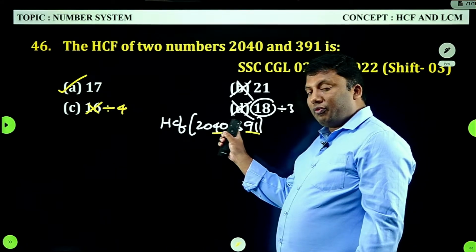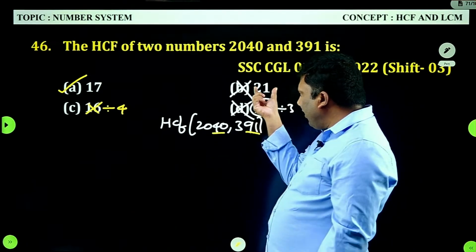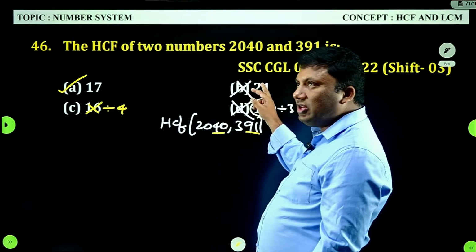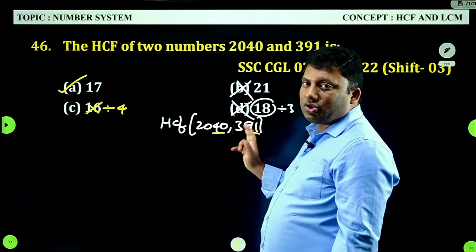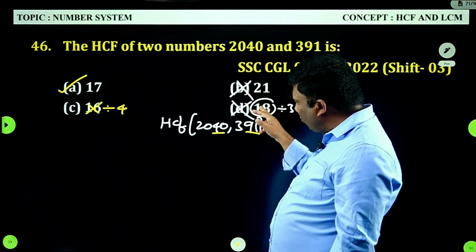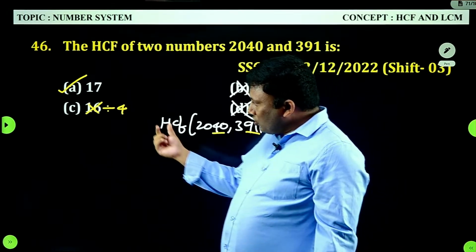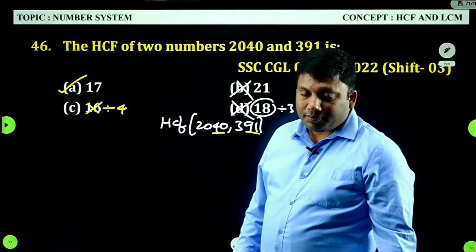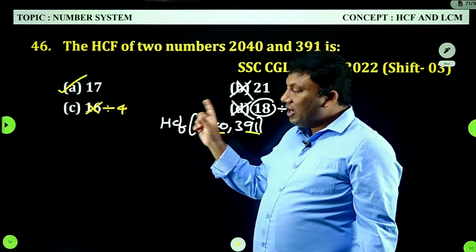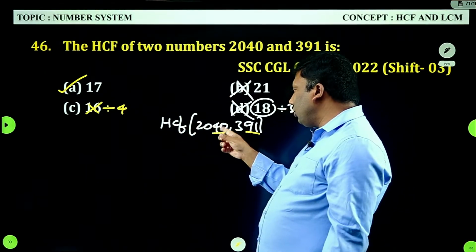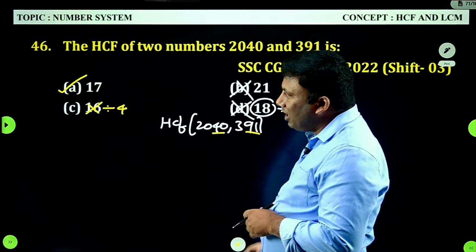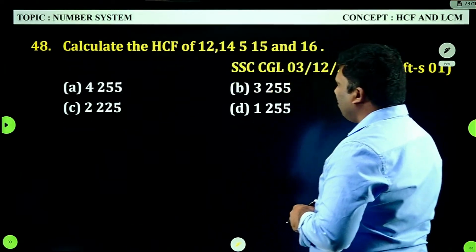HCF of 2040, 391. If I take the answer as 21, 21 is 3 into 7, so the answer is divisible by 3, and all the input numbers should be divisible by 3. 391 is not divisible by 3. So wherever 3 is there, B and D are out. 16 is divisible by 4. If I am doing HCF, the answer is divisible by 4, so all the input numbers should be divisible by 4. 391 is not divisible by 4. Idea clear? I hope you understood the idea.